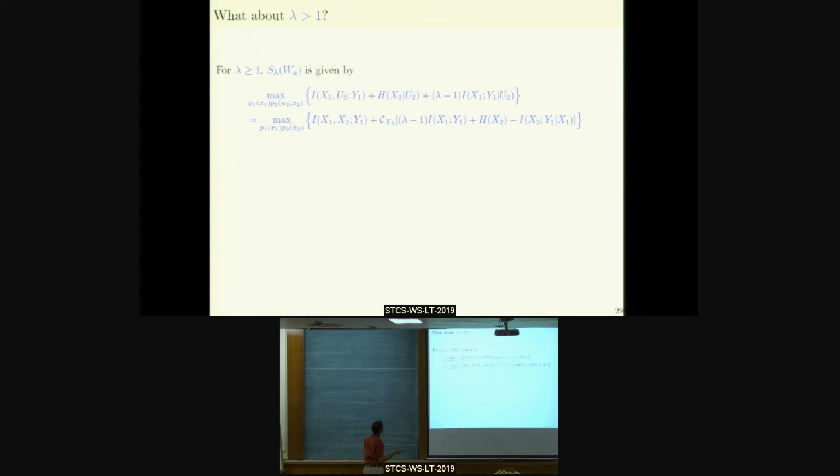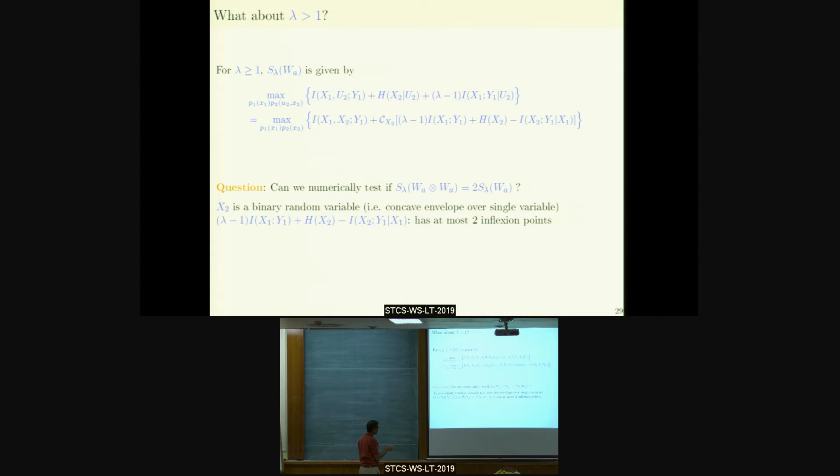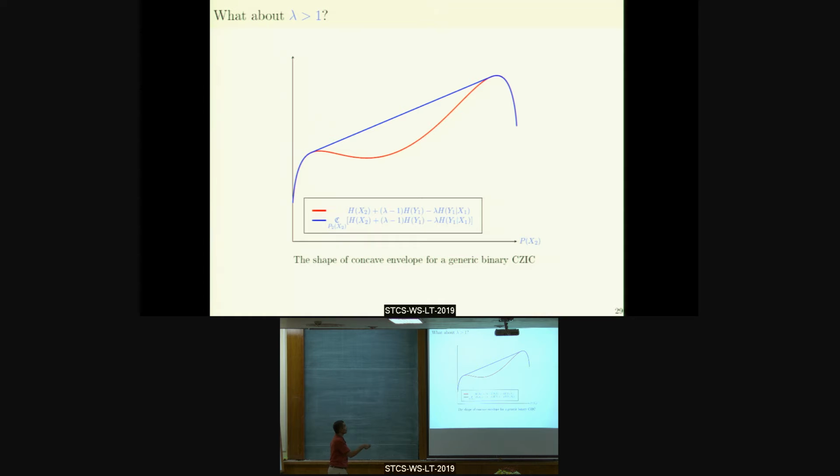But when x2 is binary, the upper concave envelope is over a probability distribution on a binary variable, so it's a single-variable concave envelope. What we can show is that this has at most 2 inflection points. So in general we'll have a picture like this, and the upper concave envelope will be a picture in general like this. So now you can try to find the hyperplane where it is tangential. At least you can numerically compute this shape.